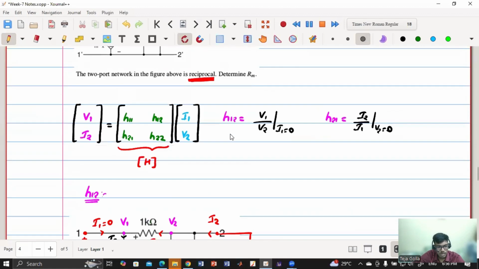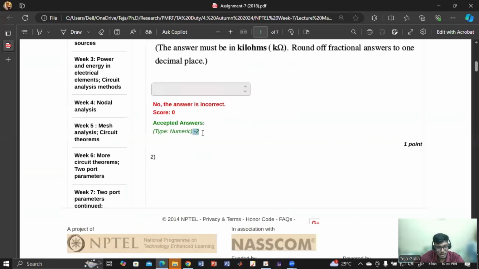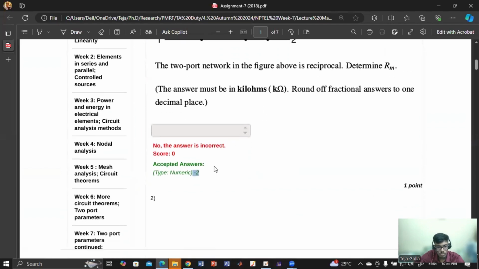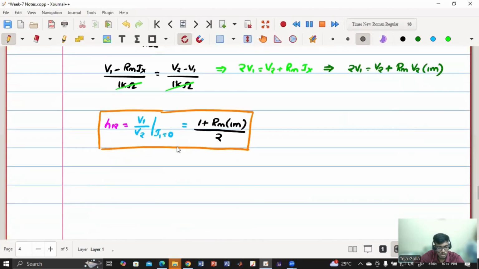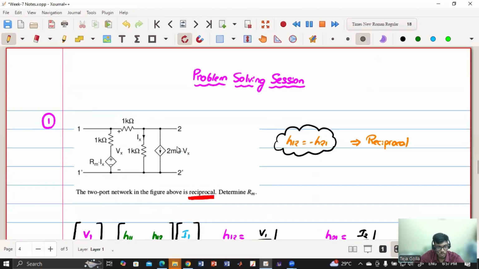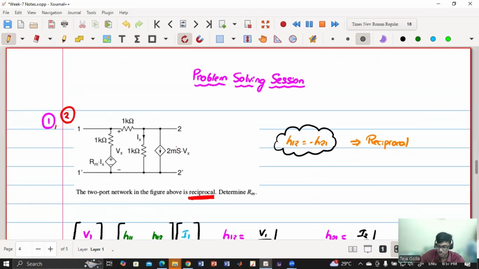Yeah. So now they have asked for Rm. Let us go back and see what is the value of Rm. Rm is minus 2 because they have asked in kilo ohm. Now, if we come back to the second question, they have asked, with the Rm value that you have obtained, find the H parameters. So we'll do problem 2. Problem 2 will also come along with problem 1. So we can solve in the same place, but we are basically finding the H parameters.